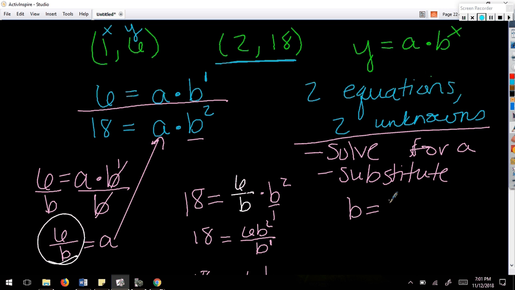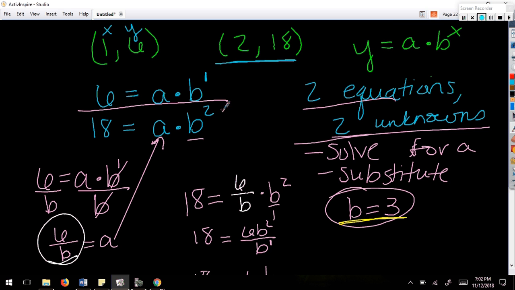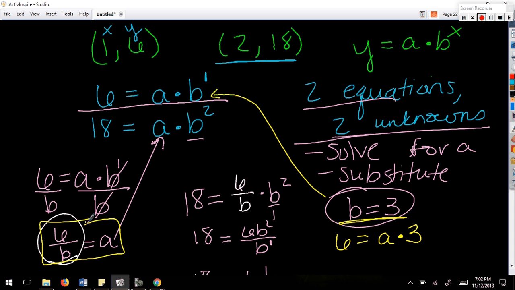So if b equals 3, remember I had 2 equations with 2 unknowns. So if b is 3, I really need to also find out what a equals. So I'm going to take this value of b and plug it back in. So 6 equals a times, and now for b I'm going to put in a 3. Okay, and I'm using this one. You could also use the equation that you originally manipulated to solve for a. It doesn't really matter. I'm going to divide by 3, and I find out that a actually equals 2.